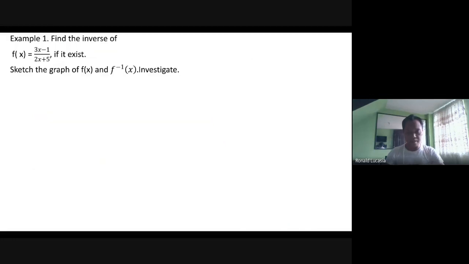Okay, I'll give you 5 minutes to answer number one. If it exists, you don't need to sketch the graph. Later, tingnan natin kung paano natin siya i-sketch doon sa GeoGebra. You may copy it so I can change my slide para meron kayong susundan.